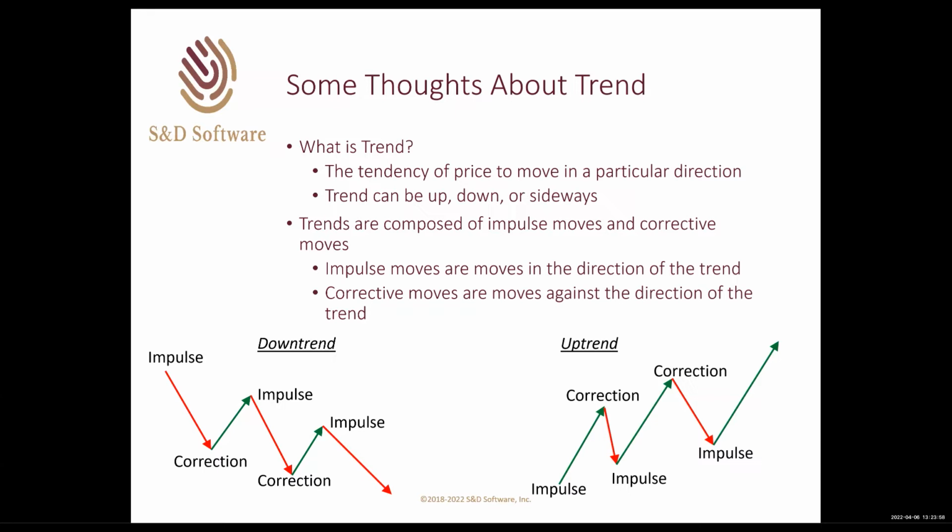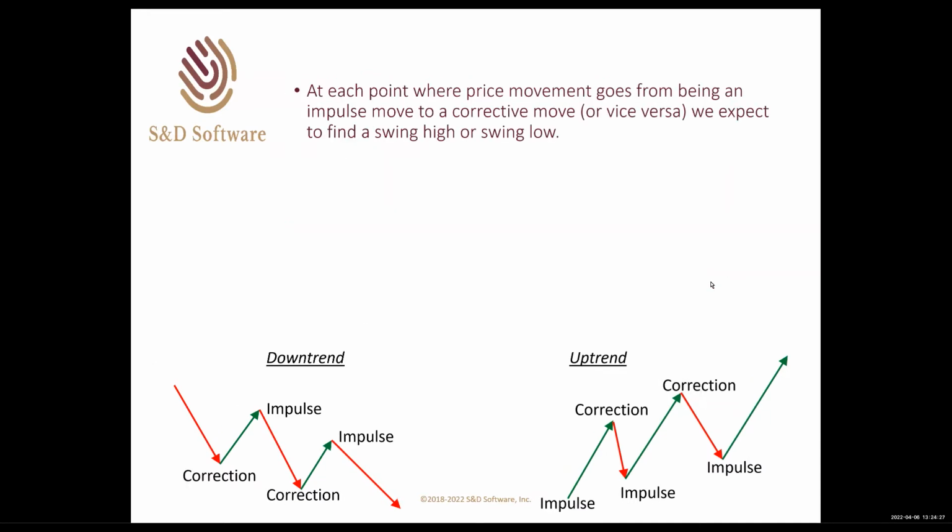So basically, within the project that this all comes from, we've created our own definitions telling us where these impulse moves start and end and the corrective moves start and end. And we have made those objective. So basically, what we're saying is that at each point where price movement goes from being an impulse move to a corrective move, we expect to find a swing high or a swing low.